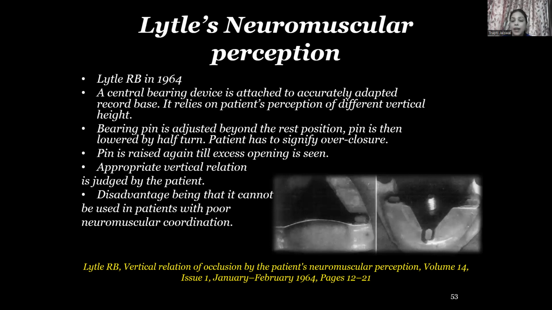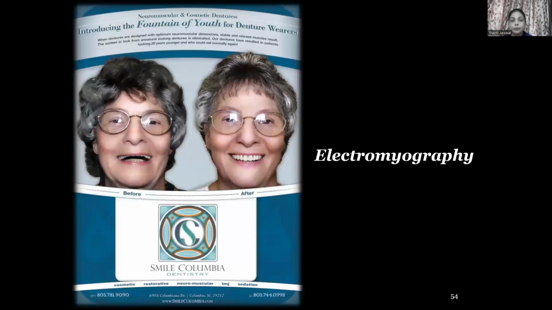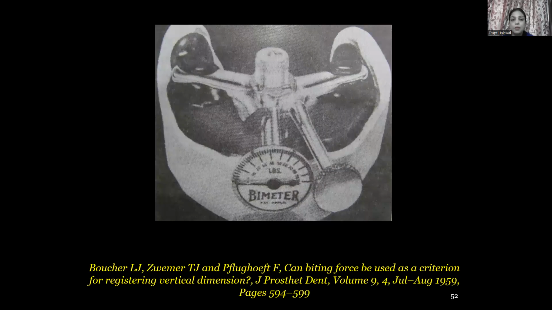So we use this device for the patient to analyze this comfortable, stable position. The disadvantage is that a patient with poor neuromuscular coordination cannot use it, so it cannot be used in such patients. So this was the neuromuscular perception method.